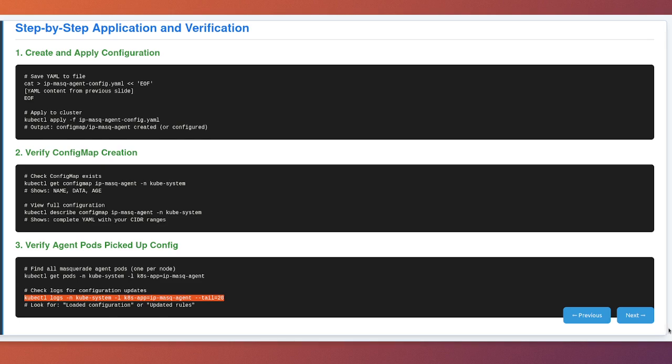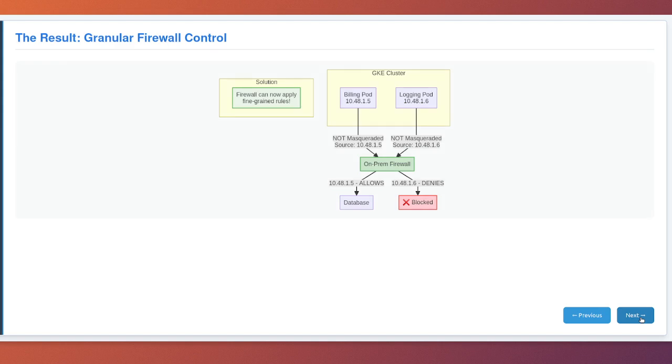To test that the configuration is actually working, you can create a test pod and use commands like ip route or tcpdump to verify that traffic to your specified ranges preserves the pod IP while traffic to other destinations gets masqueraded. This is especially important in production environments where you need to be absolutely certain the configuration is working as expected. Observing the solution in action.